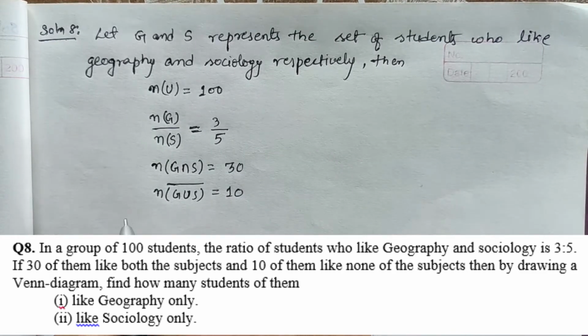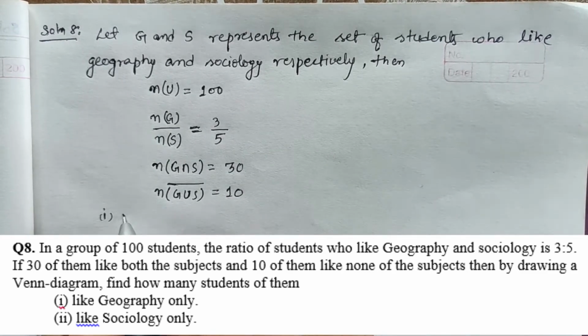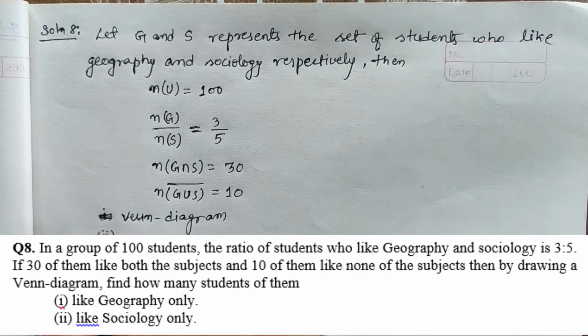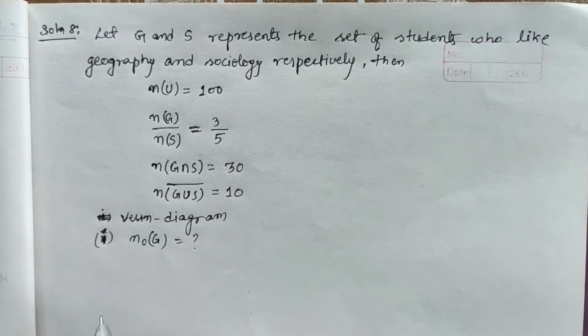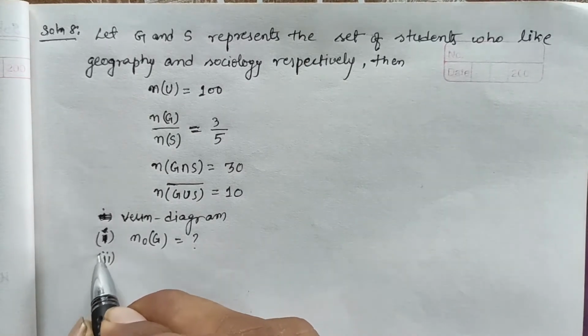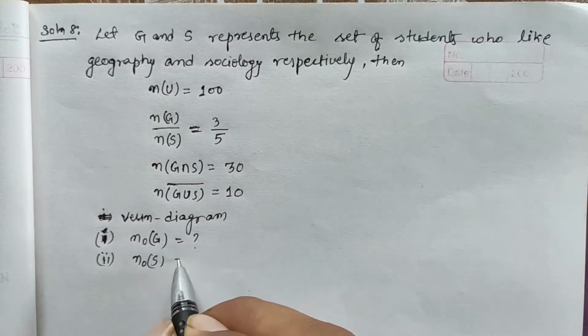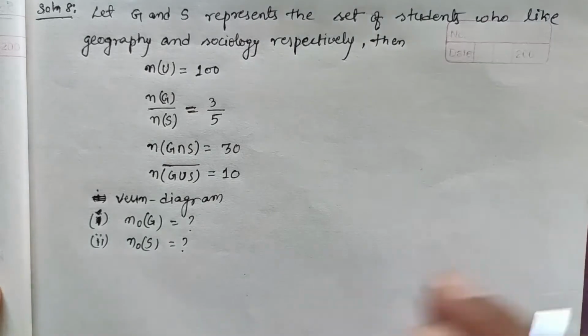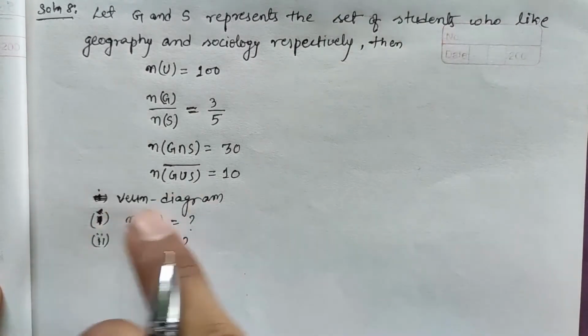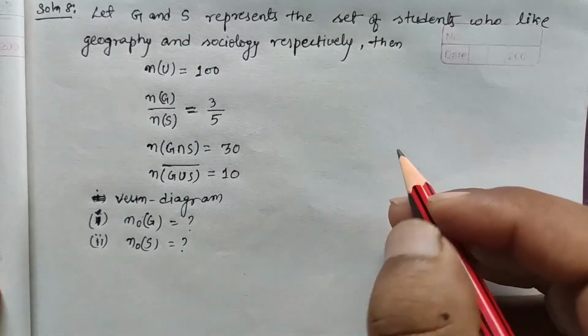Now first you have to draw the Venn diagram. Then in the first case you have to find only G, because the question asks to find who like geography only, and in the second case it asks to find sociology only. Then we can solve it. First we have to draw the Venn diagram, so let's draw it first.